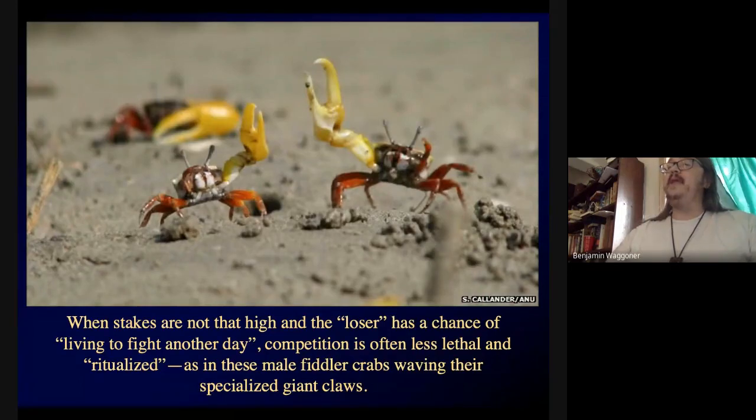And in this species, if you compete and you lose, you still have a chance of growing bigger and living to fight another day. The stakes are not nearly that high, and you'll get another chance later if you back off. So in this species, if you fight and run away, you have a better chance of living long enough to reproduce than if you try to fight lethally. So selection in fiddler crabs favors less lethal forms of competition: coming out, waving your big claws around, and eventually somebody gets the idea to back off.